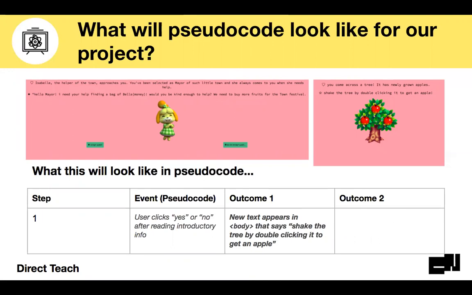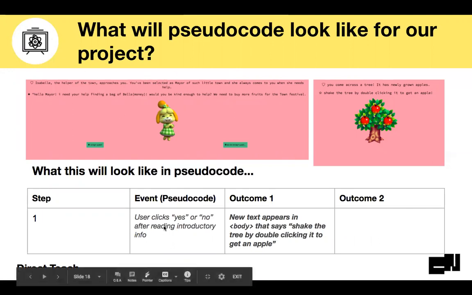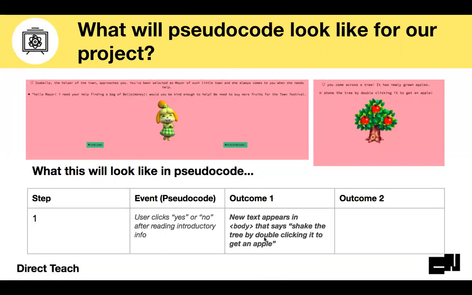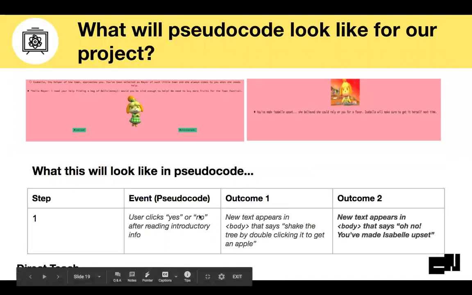So in the Animal Crossing example, step one was they gave us this introductory stuff, and then the event in pseudocode would be the user clicks yes or no after reading the introductory info, okay? And then the outcome would be new text appears in the body that says shake the tree by double clicking it to get an apple. That's one outcome, right? If I say yes, then that tree is going to appear. But, and we didn't do this when we did the example, if you say no, the outcome will be that new text appears in the body that says, oh no, you've made Isabel upset.